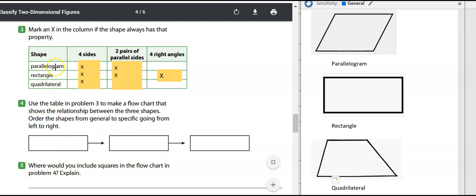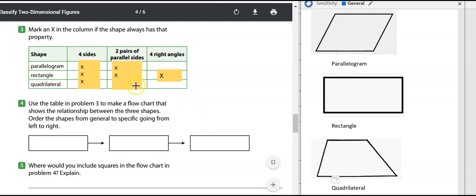So our parallelogram, we'll start with parallelogram. Does our parallelogram fulfill all of the properties? 4 sides, 2 pairs of parallel sides, and 4 right angles? It does not. A rectangle, does it fulfill all of the 3 properties? 4 sides, it does. 2 pairs of parallel sides, it does. And 4 right angles, it does.